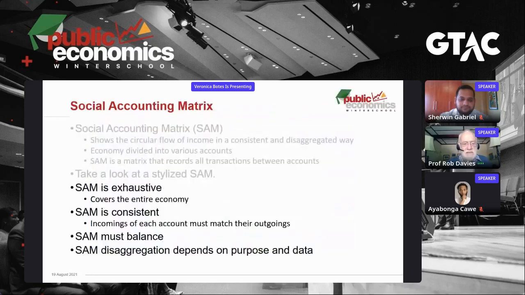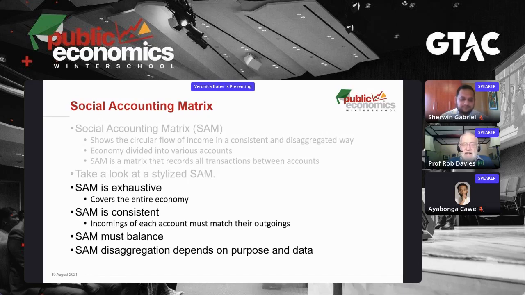Next slide, please. So when we set up our data like this, the SAM is exhaustive. It covers the whole economy. So everything we can find data on and put in is in the economy. We see every transaction, and most importantly, it's consistent. Each account, the incomings into each account have to equal the outflows, the outgoing. The use of income and the generation of income have to be equal. The SAM must balance, and this is a crucial thing for the modeling that we're going to do.